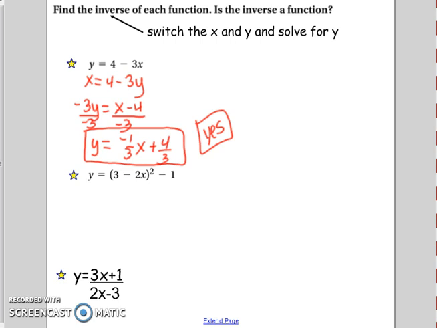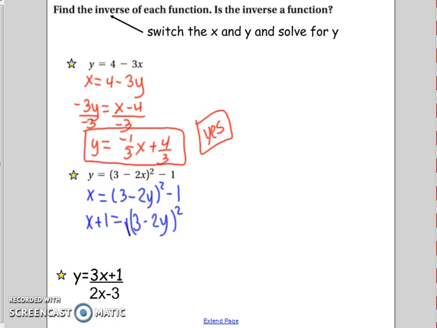Okay, in the second one, I'm going to flip my x's and my y's. So I have x equals 3 minus 2y squared minus 1. So I'm going to add the 1 to the other side to get the 3 minus 2y squared by itself. And I'm just going to flip this at some point. So I'm going to do 3 minus 2y squared.